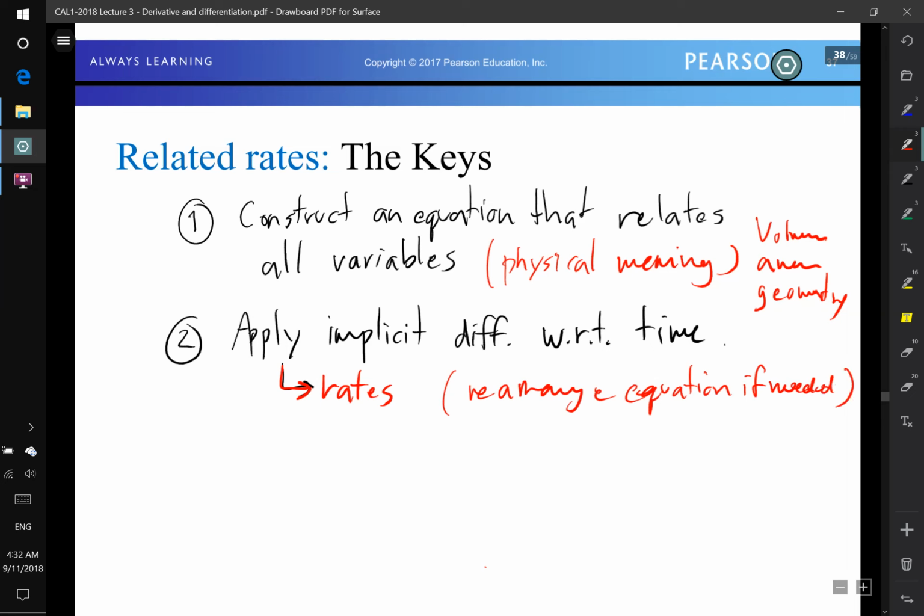Okay, so number 2 is done with applying implicit differentiation, and then number 3, in the end you are going to have to solve for the unknown rate. Mostly the problem is going to give you one unknown rate, and the information for the other rates should be given. So in the end, you just need to solve for the unknown, and then the problem is done.